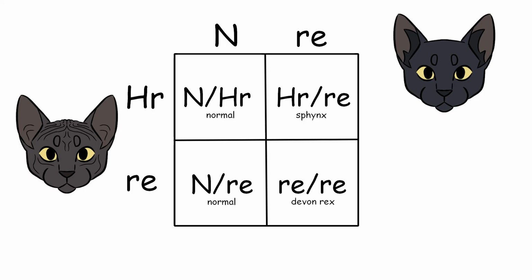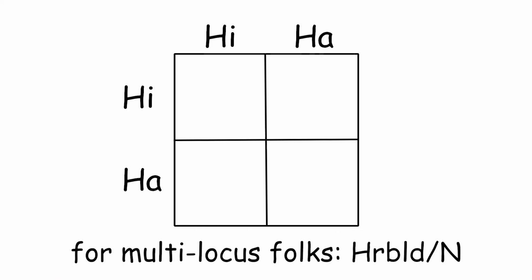Here we have a normal-haired parent and a Sphynx parent, both carrying Devon Rex. They have a 50% chance of a normal-haired kitten, a 25% chance of a Sphynx, and a 25% chance of a Devon Rex. Now for the Donskoy.